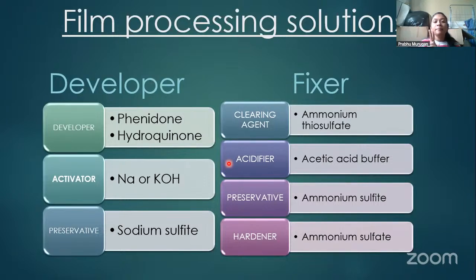There are two main important functions of your fixer solution. First thing is to clear away the image casted by the developer, to remove the developer wherever it is not needed. Only the areas where it should be present should have it; the other areas have to be cleared off. That is the first thing. For that, you require a clearing agent, that is your ammonium thiosulfate. Okay, first and most important component of your fixer solution.